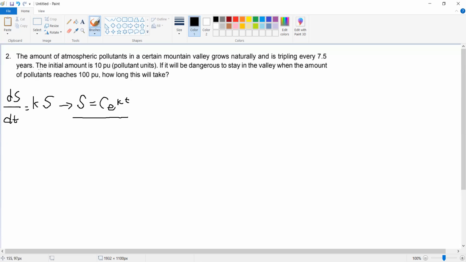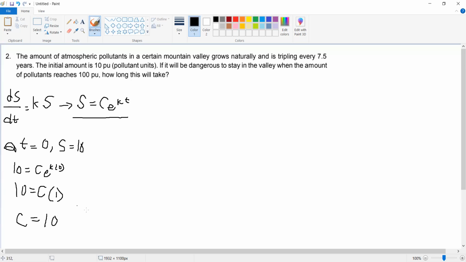So, anong sabi dito? The initial amount is 10 pollutant units. So, at time t is equal to 0, ang amount is 10 PU. Substitute lang natin sa equation, magiging 10 is equal to C times e raised to k times 0. Then magiging 10 is equal to C times, ano yung e raised to 0? 1. Magiging C is equal to 10.